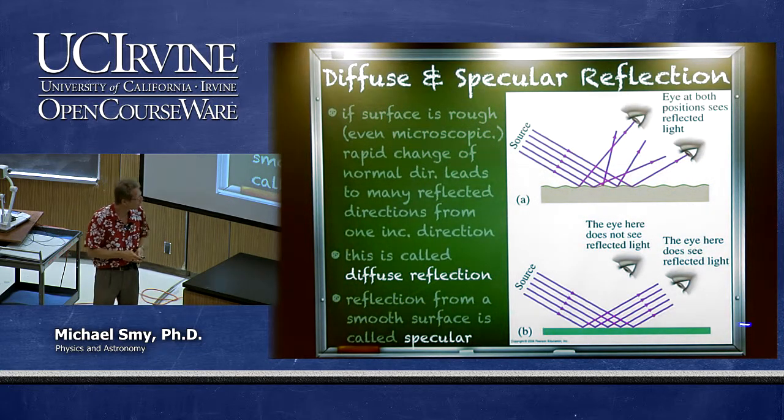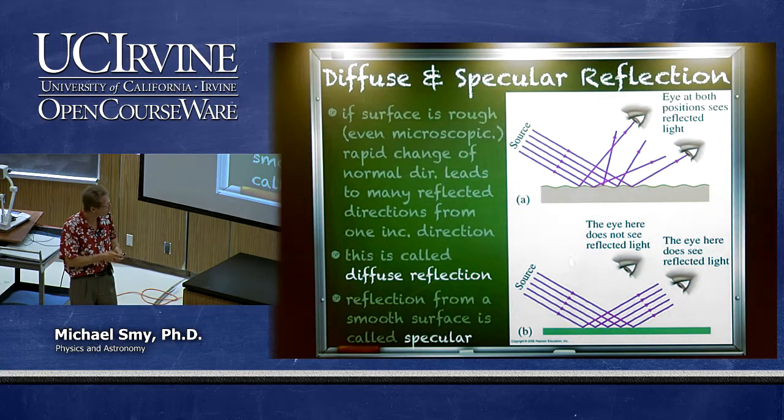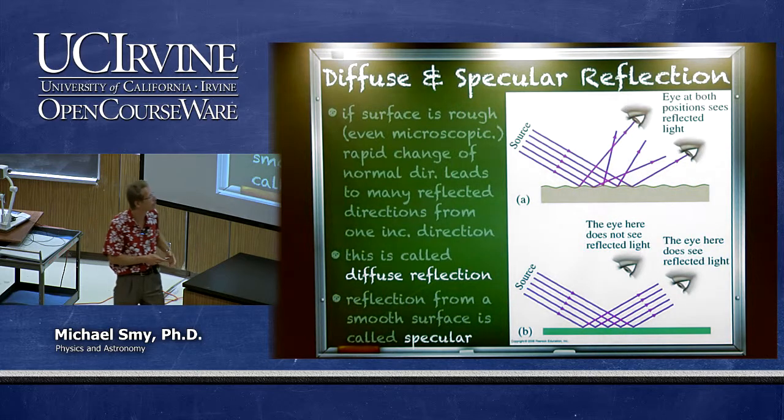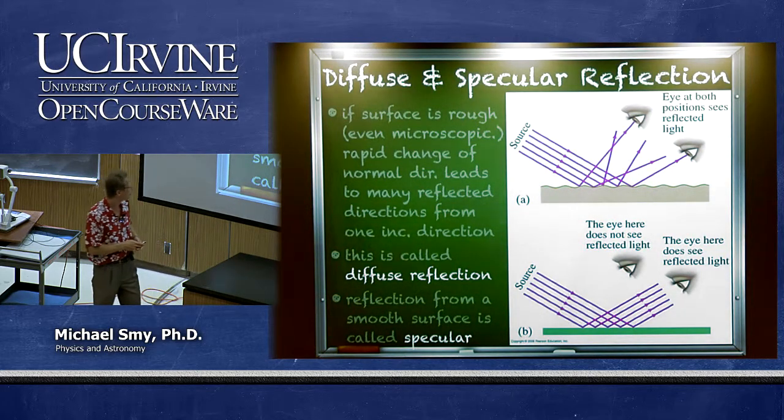If we have a smooth surface, however, then all the normals point in the same direction, and a bundle of rays like this will all get reflected at the same angle. And this reflection is called specular reflection.